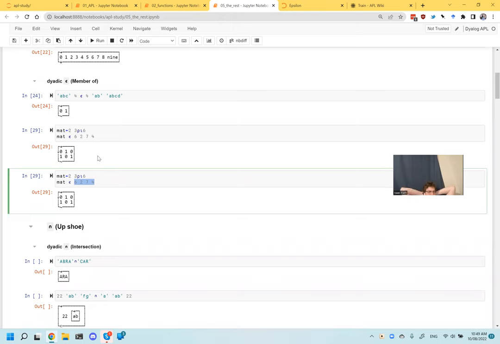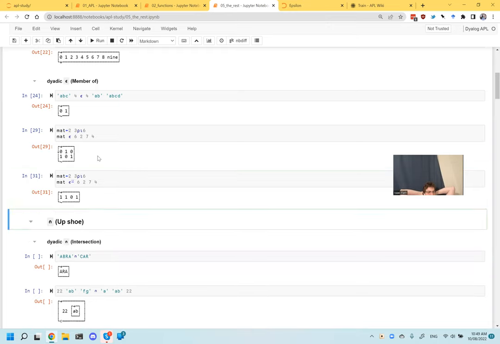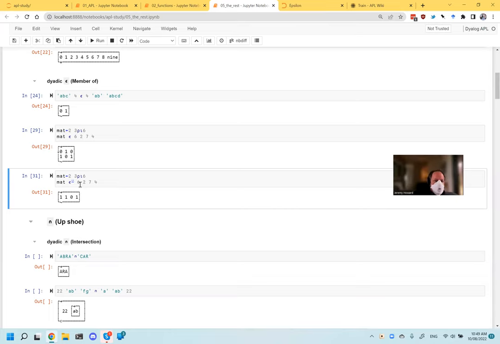So if you kind of reversed that and did like 1, 2, 3 epsilon mat, would it be searching the major cells if mat was on the right hand side? Yeah, so it's still looking cell-wise, it's not looking at major cells. It's saying, is six anywhere in that matrix? And is two anywhere in the matrix? Yeah, exactly. So I think the rank of the right hand side seems totally meaningless. It's just treated as a set.